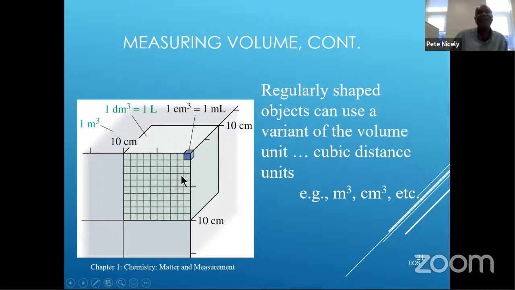Now, to make this larger cube, which has an edge length of 10 centimeters, you're going to need 10 cubes stacked going this way, 10 cubes going that way, 10 cubes going up. So the volume of the larger cube would be 10 times 10 times 10, which is equal to 1,000 centimeters cubed. And 1 centimeter cubed is also equal to 1 milliliter. So 1,000 centimeters cubed turns out to be equal to 1 decimeter cubed, right?